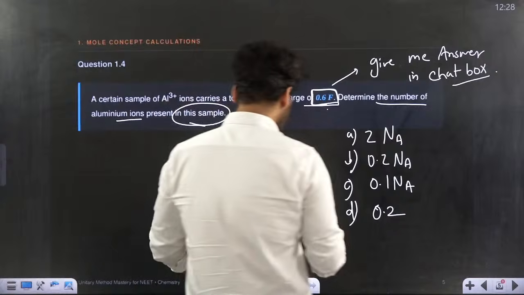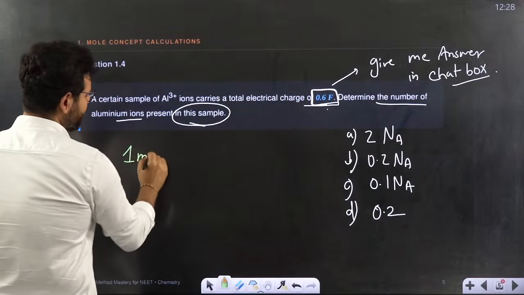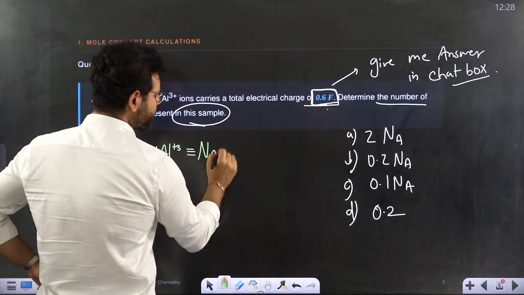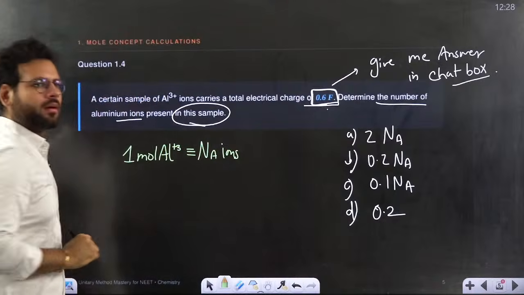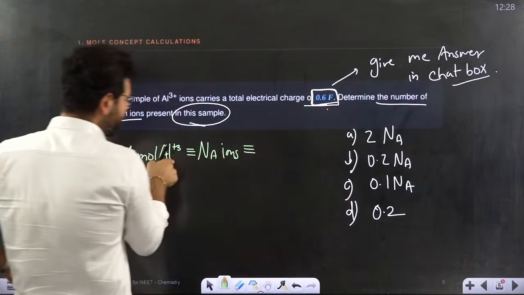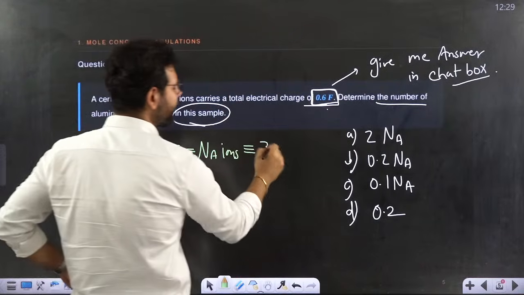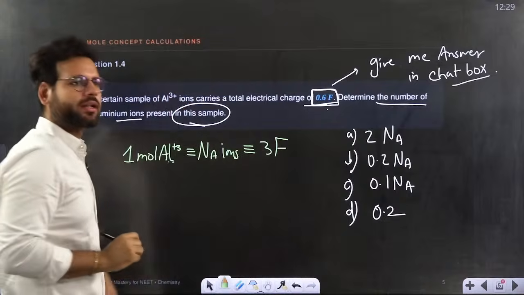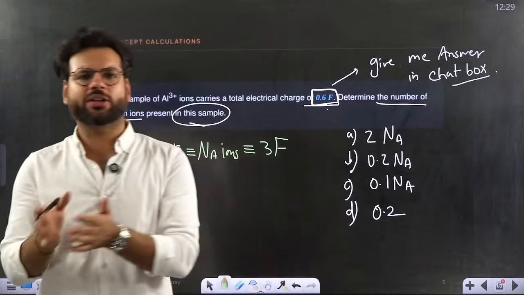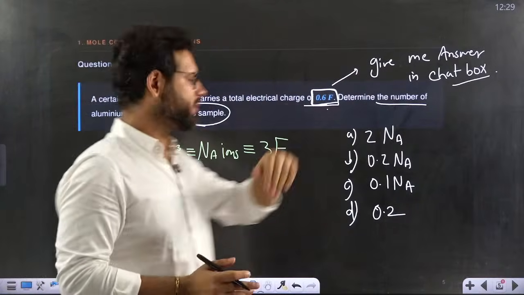Let us see. If I write the mole concept of aluminium plus 3, I can say 1 mole Al plus 3, meaning Avogadro ions. And each aluminium plus 3 has 3 E charge. 1 mole will have 3 F charge, 3 Faraday charge. 1 mole of electron has 1 Faraday charge. 1 mole of aluminium has 3 times electron's charge, so 3 Faraday charge.